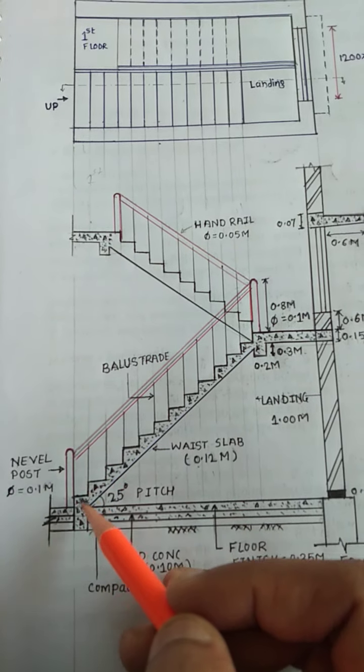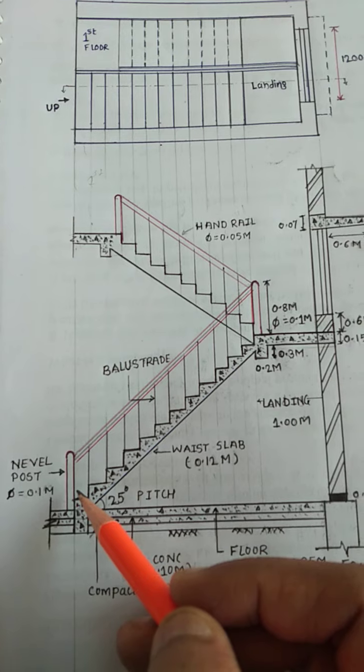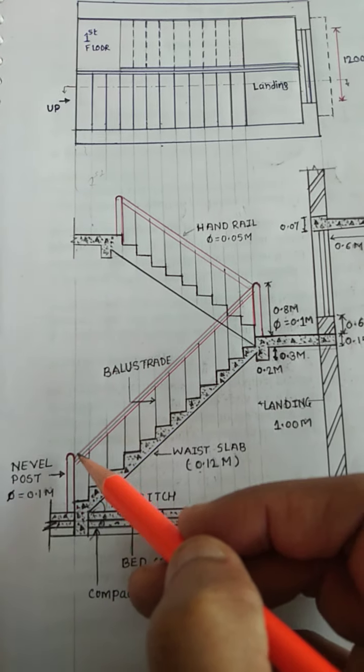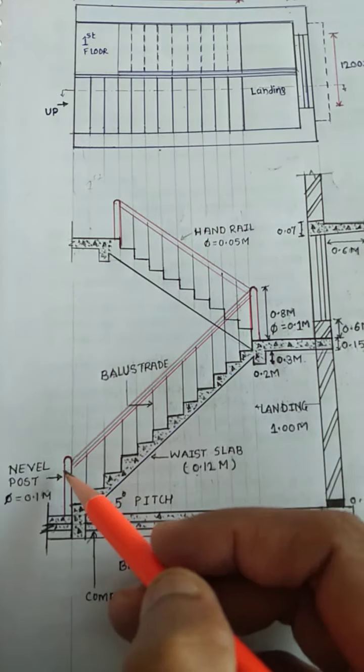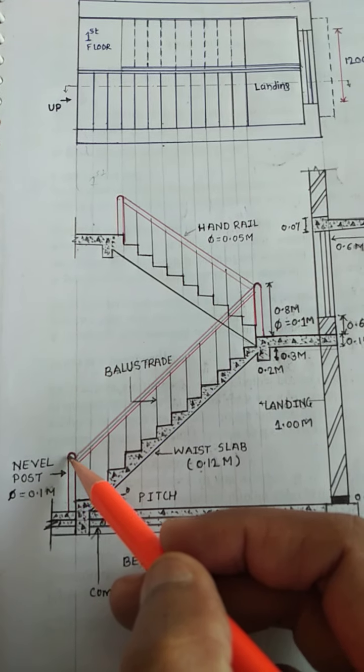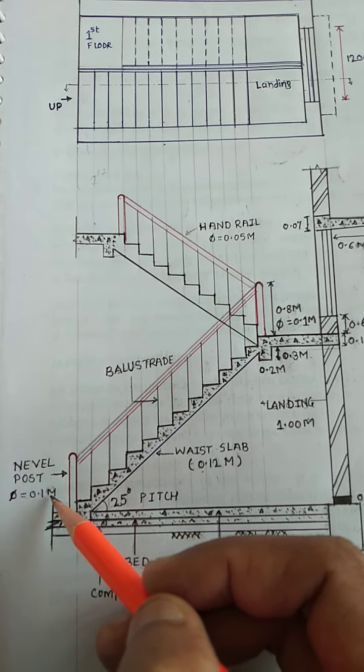After which this is called a newel post. Okay, this is the handrail and this is a balustrade. Okay, this is called a newel post. The diameter of the newel post is around 0.1 meter.